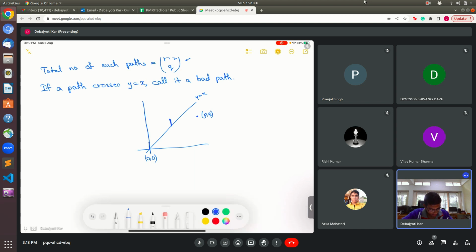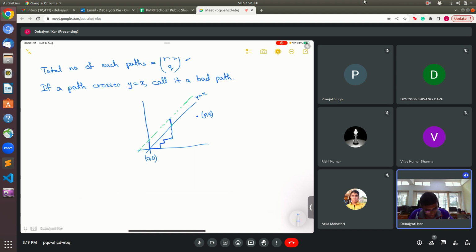So what we do is consider this line. This line also has slope equal to 1. It's basically a shifted version of y equal to x, right? Now consider any such bad path. Whenever the path crosses the line y equal to x, we reflect the portion of the path. The path looked something like this, maybe here, and so on. We reflect this portion of the path with respect to this green line.